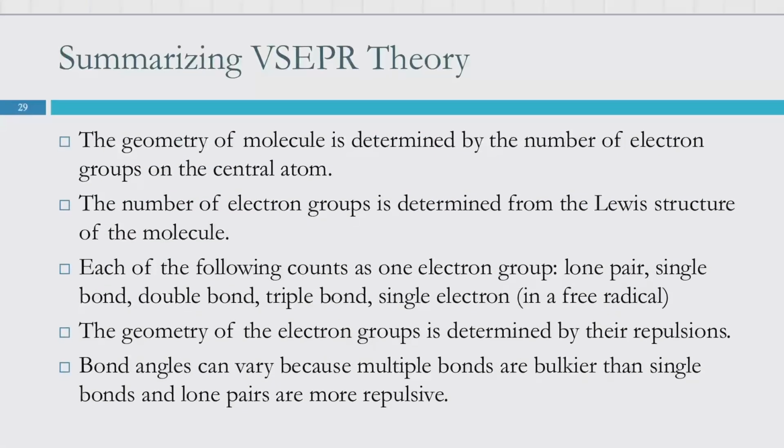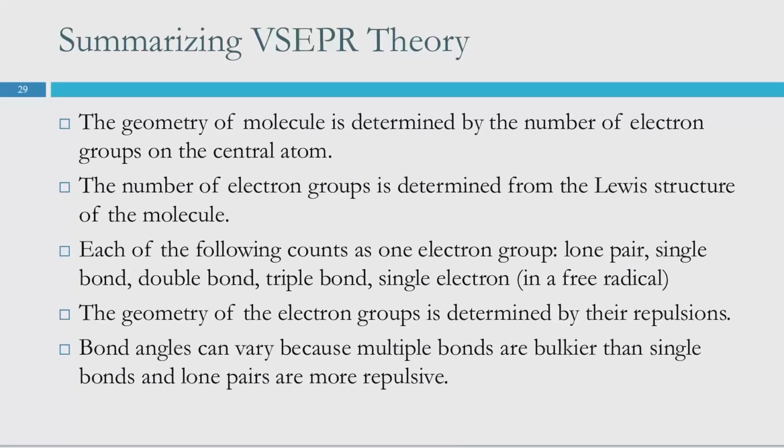All right. Summary of valence shell electron pair repulsion theory. So our geometry, the shape of the molecule, is determined by the number of electron groups on the central atom. The number of electron groups we determine from the Lewis structure. So we have to draw a Lewis structure.